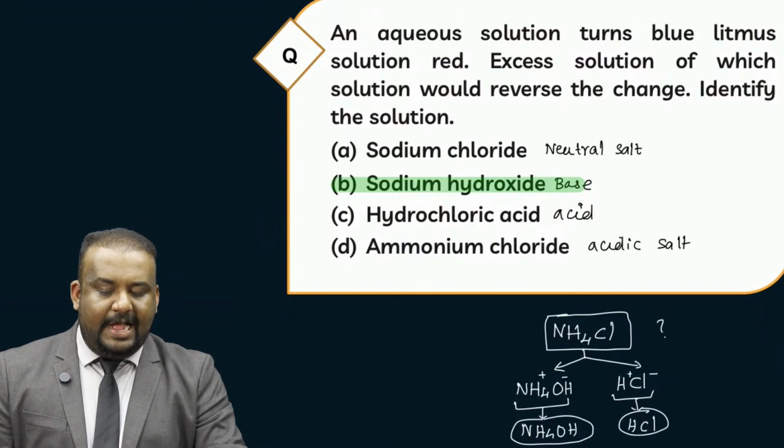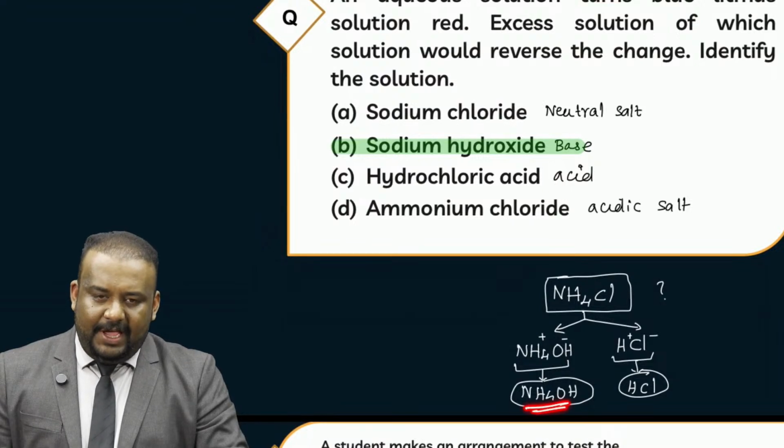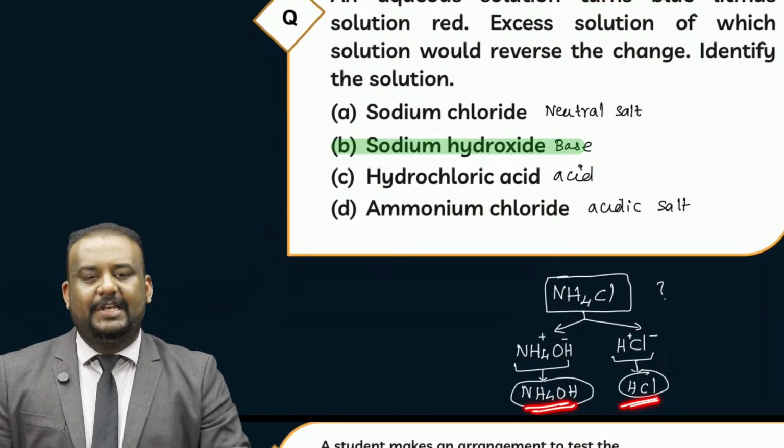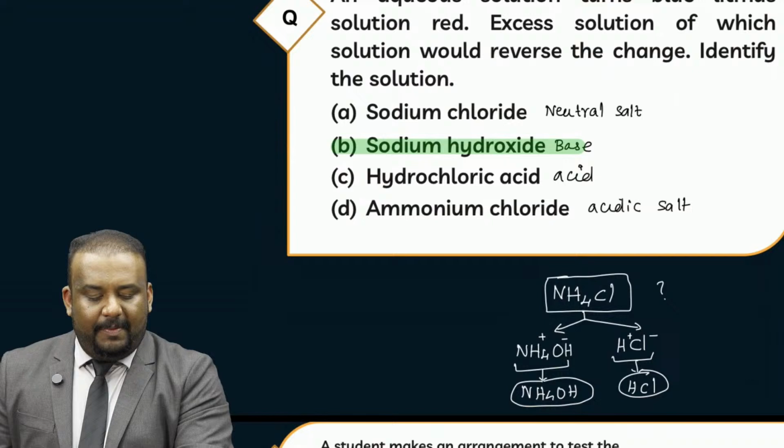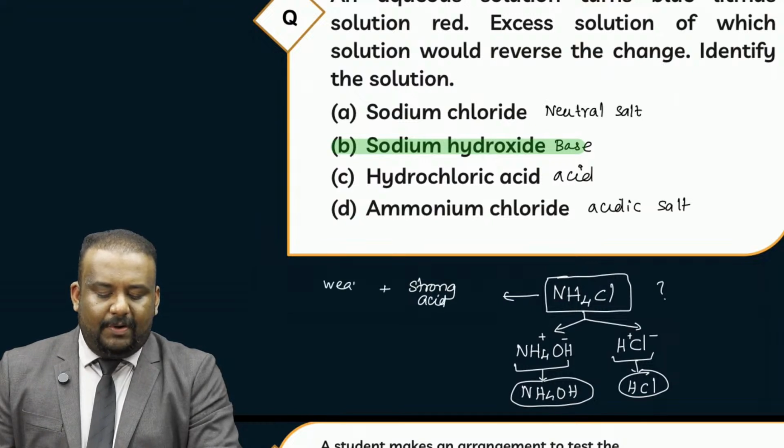Now you know that ammonium hydroxide NH4OH is a weak base and HCl is a strong acid. So what will be the combination of strong acid and weak base? Strong acid and weak base is always going to form an acidic salt.